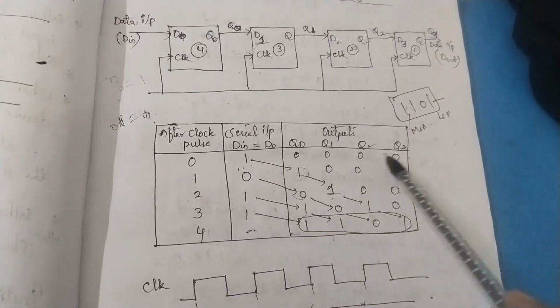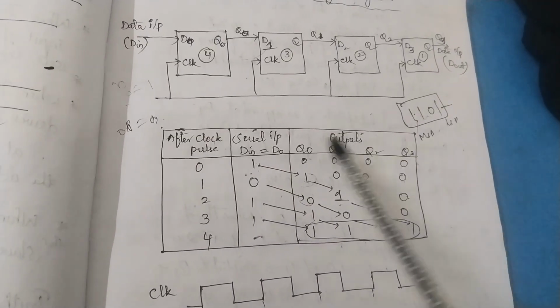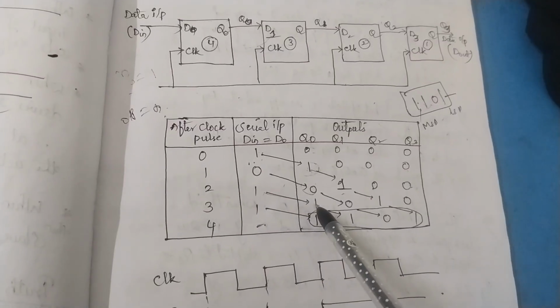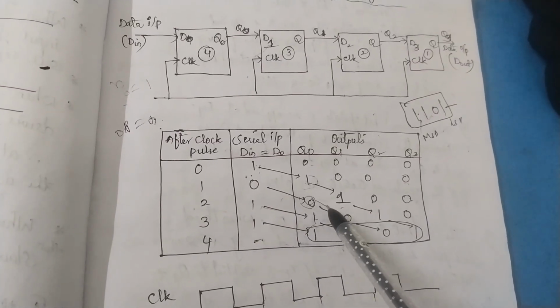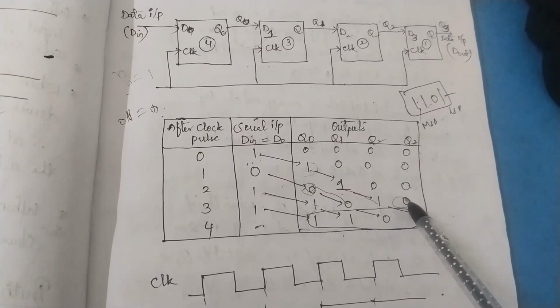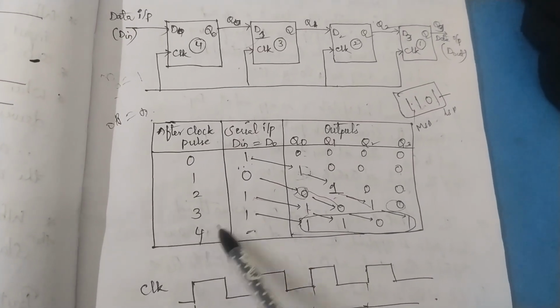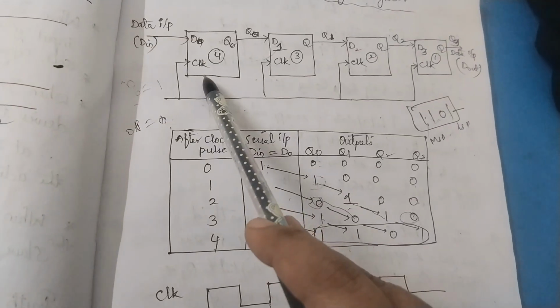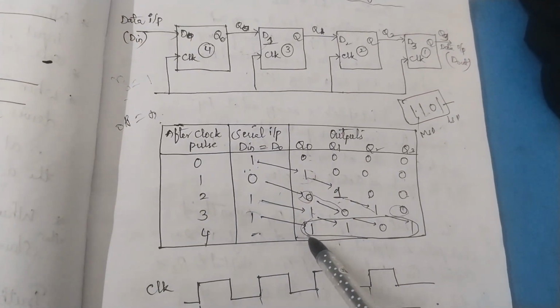When the third clock pulse is applied, then the third bit is stored in the first flip-flop. Therefore, the output of Q0 will become 1. And this 0 is shifted to the next flip-flop. This 1 is shifted to the next flip-flop, and here we get 0. And when the last, fourth clock pulse is applied, then the final MSB bit is applied at the input of the first flip-flop. Then output Q0 is equal to 1.